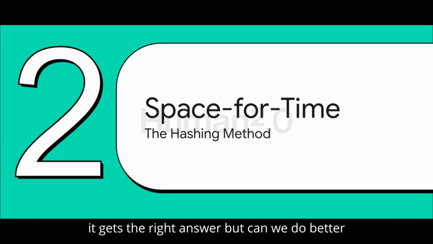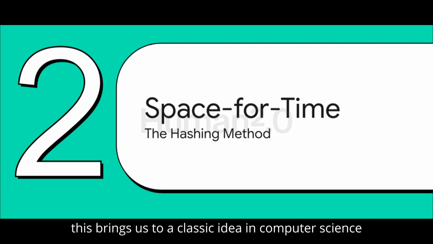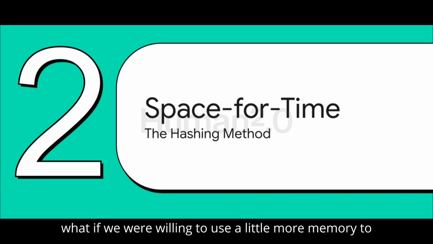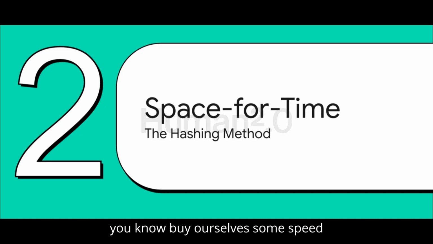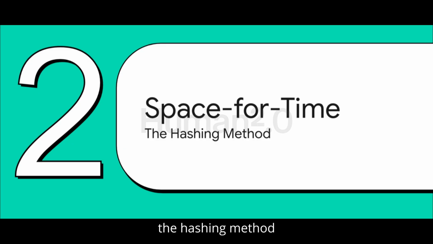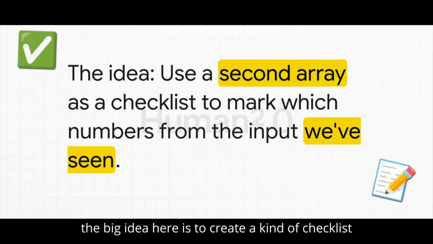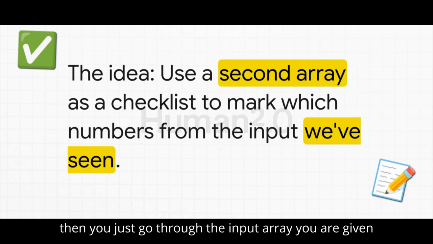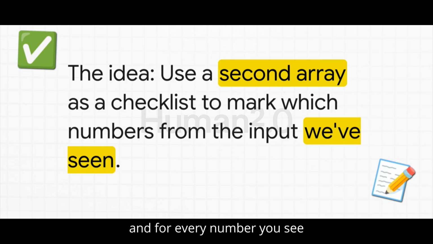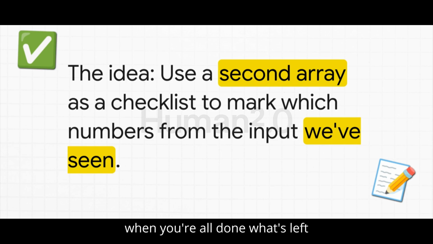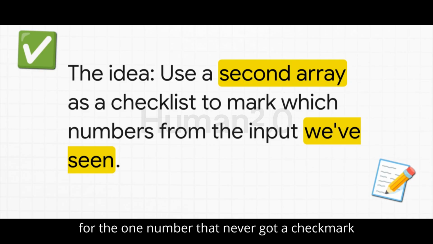But can we do better? This brings us to a classic idea in computer science, the space for time trade-off. What if we were willing to use a little more memory to buy ourselves some speed? This leads us straight to our second approach, the hashing method. The big idea here is to create a kind of checklist. Just imagine you have a piece of paper with all the numbers that should be there, from 0 all the way to n. Then you just go through the input array you are given, and for every number you see, you just put a check mark next to it on your list. When you're all done, what's left? You just scan your list for the one number that never got a check mark.